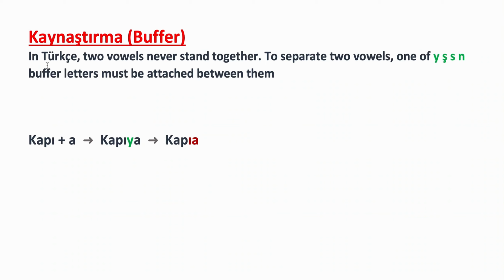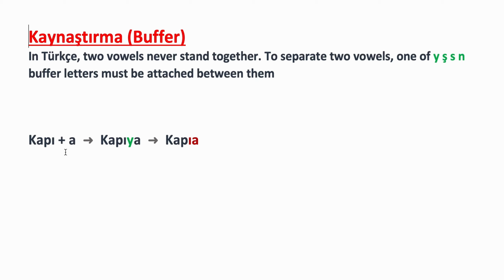Next topic is kaynaştırma, buffer. This topic is very important. In Turkish, two vowels can never stand together. While adding suffixes, if somehow two vowels get together, you need to separate them with one of y, ş, s, n buffers. Each of them has different usage.